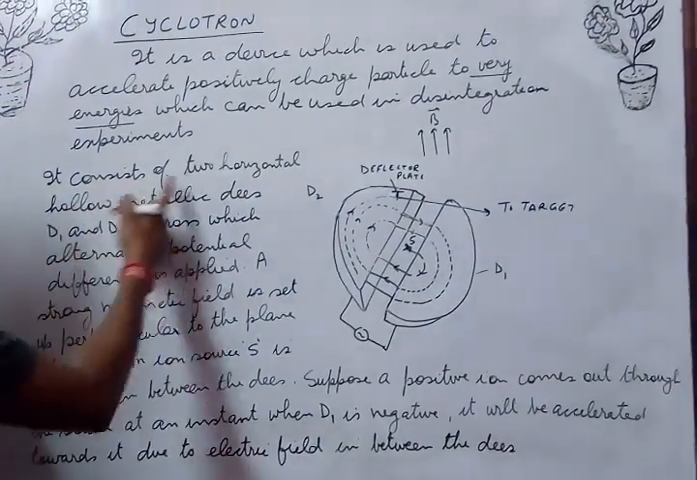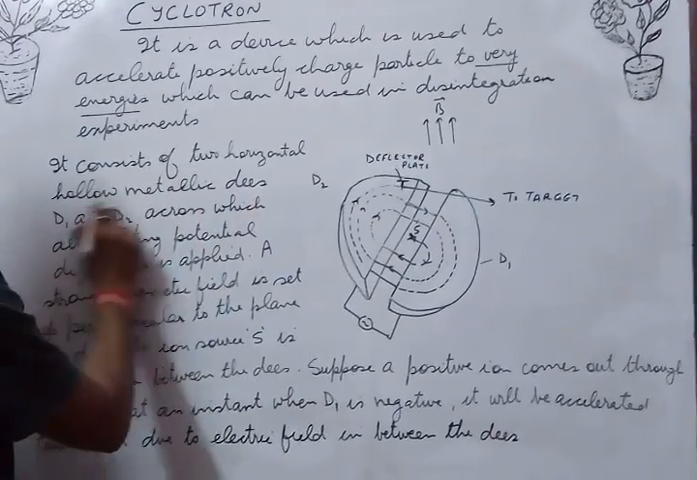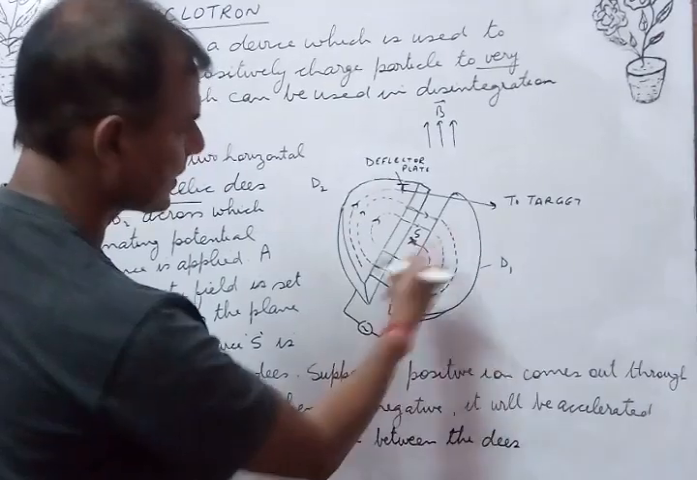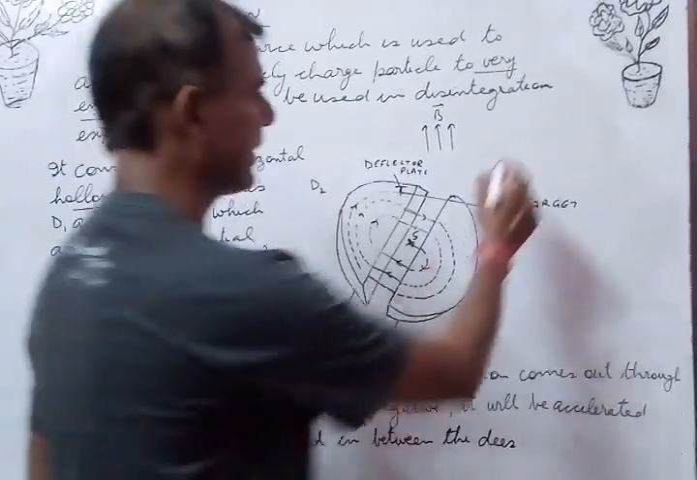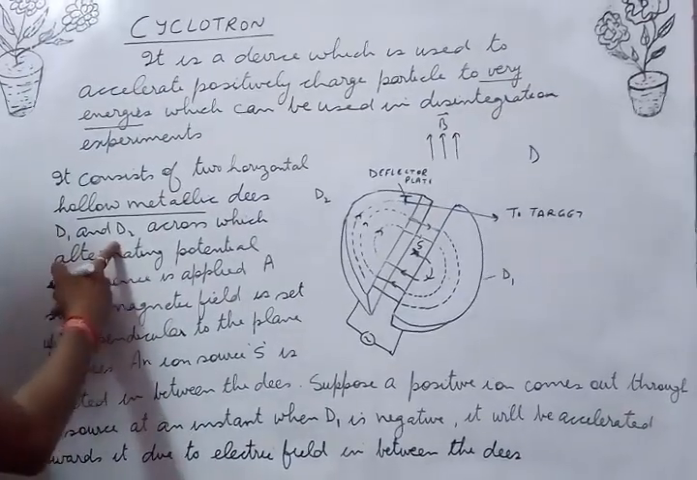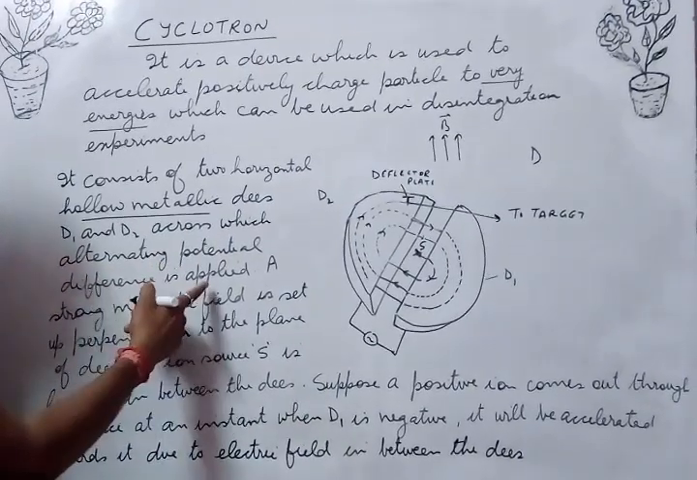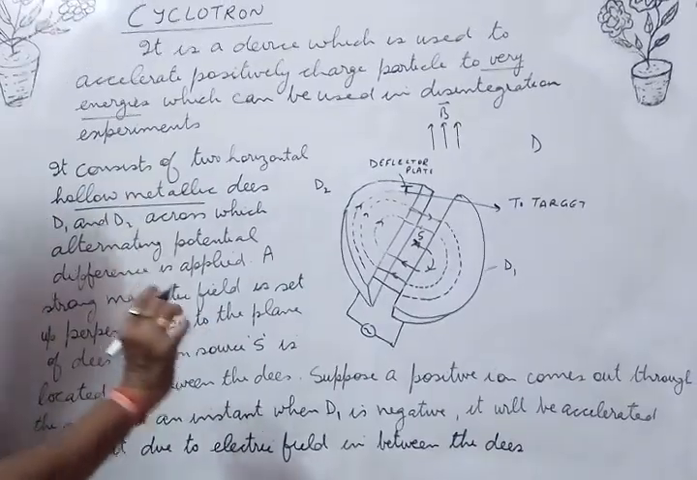Now it consists of two horizontal hollow metallic Ds. These are hollow metallic. I have made a diagram here. So these are two Ds. They are known as Ds as the shape is in the shape of D. D1 and D2, across which an alternating potential difference is applied.